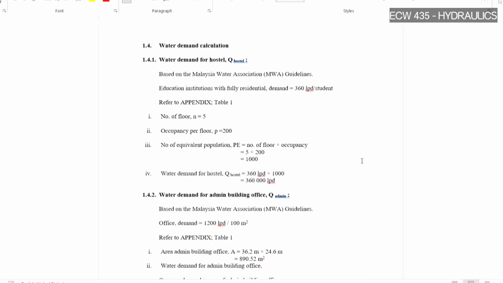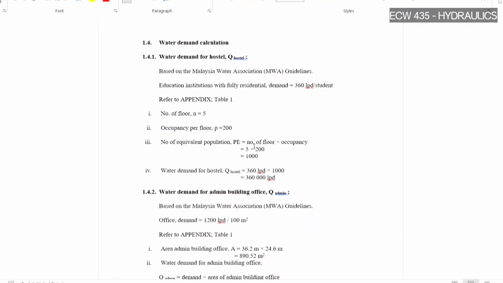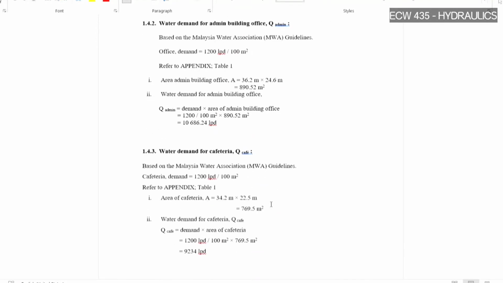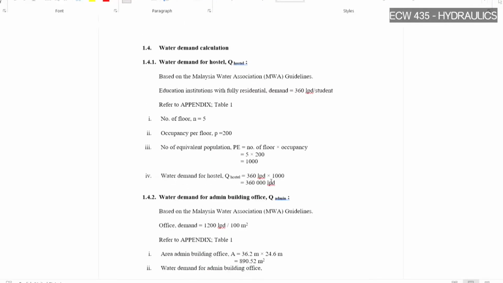And after that, we need to calculate the water demand, where the water we supply. So the water demand we supply is to the hostel, admin building office, and also the cafeteria. How to calculate the water demand? We calculate the water demand based on the Malaysia Water Association MWA guideline. And from that, we can see here the education institution with fully residential demand is 360 litre per day for each student. It is referred to table 1.